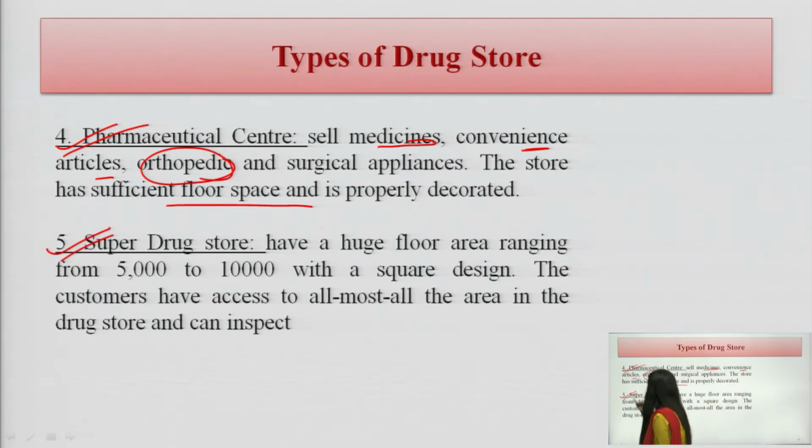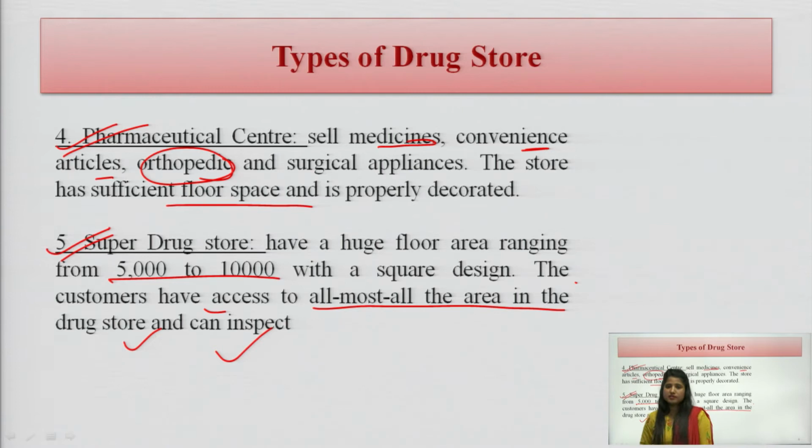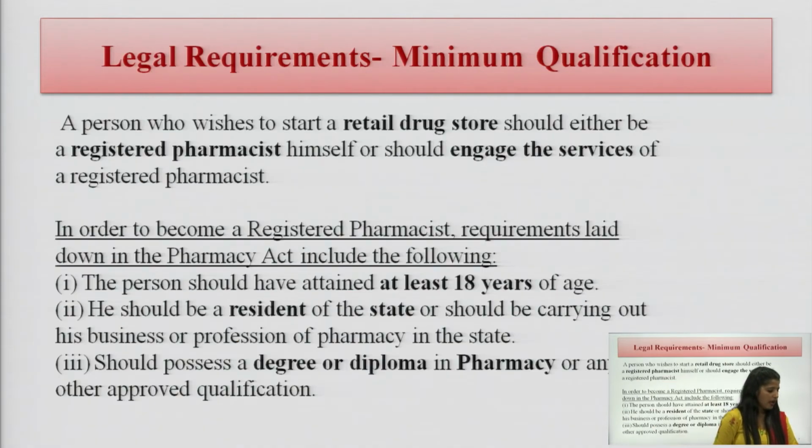It is in this area, up to 5,000 to 10,000 with a square design. The consumers have access to a lot of area. Consumers can come, they can see almost all the area in the drug store, and they can inspect whatever items are available, see them, and then buy.